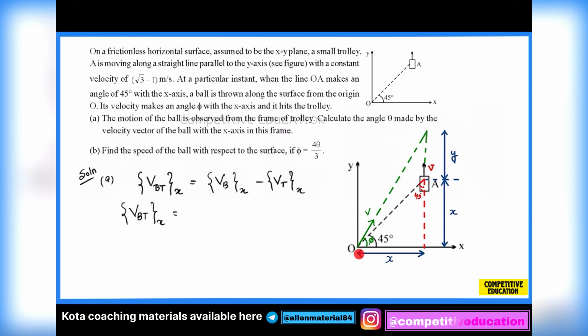See, this is the displacement in x direction when it reaches over here. In x direction the displacement will come out to be x, and let us say the time taken by the ball to reach there is t, so it will be x by t. There is no velocity of trolley in x direction, so it is 0. So the velocity of ball with respect to trolley in x direction comes out to be x by t. This is my equation 1.